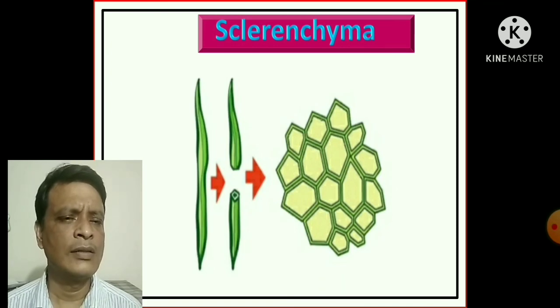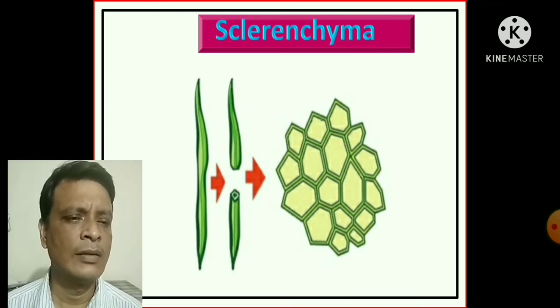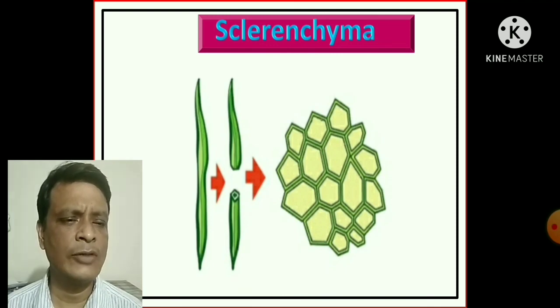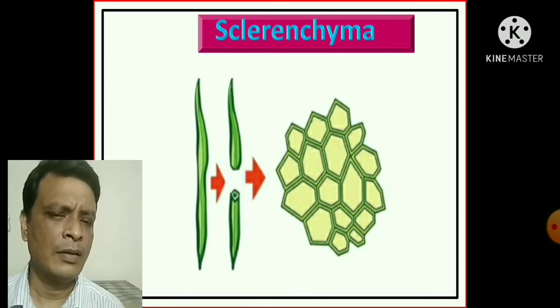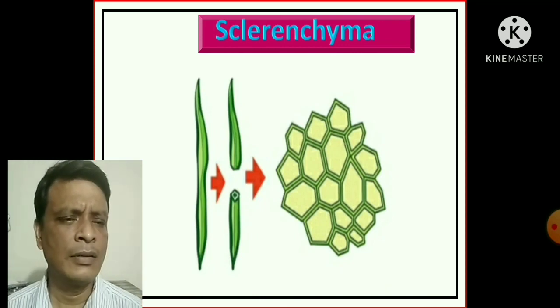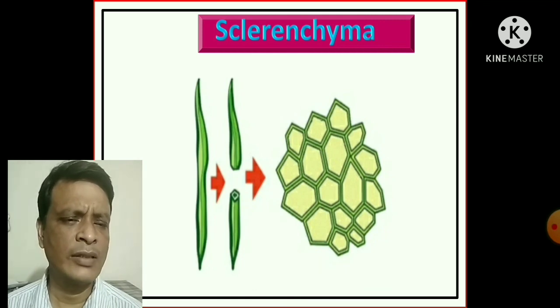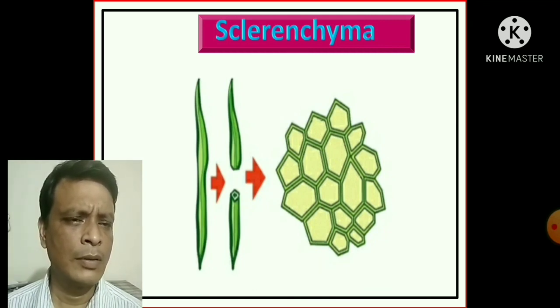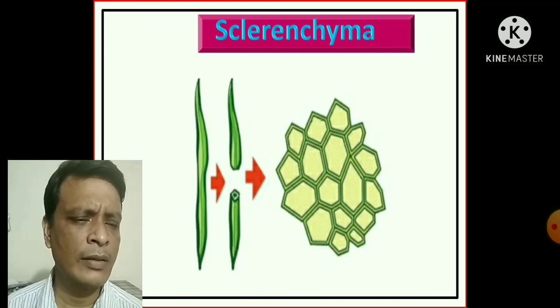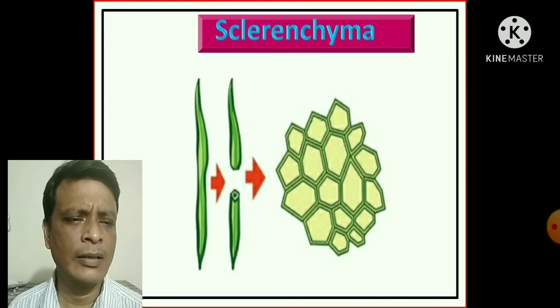Sclerenchyma cells are basically of two types: sclereid and fiber. Fibers are elongated cells, and the cell wall is very thickened, and there is a pit membrane. For example, bast fiber, phloem fiber, and xylem fiber. These are some examples of fibers of the sclerenchyma cell.